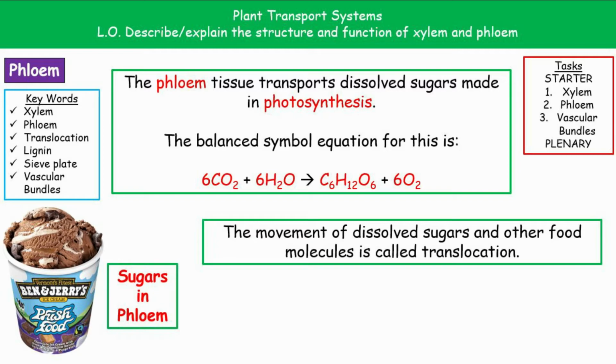Now, what we actually have then is the phloem is transporting these sugars, things like the glucose that we've made in photosynthesis, around the plant. Because it's not just the plant cells that are making the sugar that need the sugar. It's needed throughout the whole plant, all the way from the leaves down to the very roots. So we need to transport that sugar through the tissue called phloem.